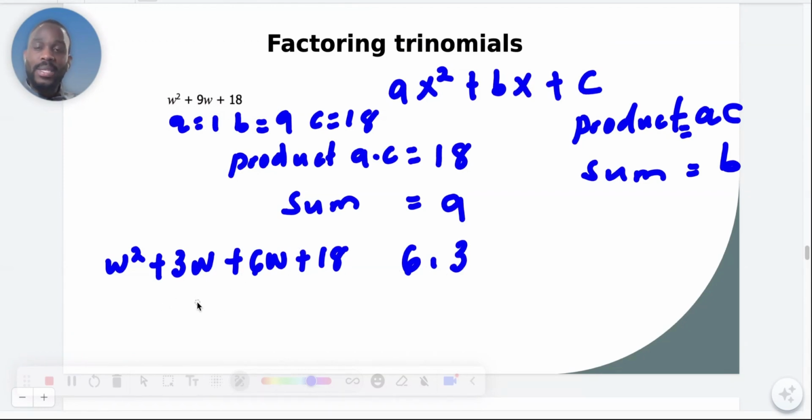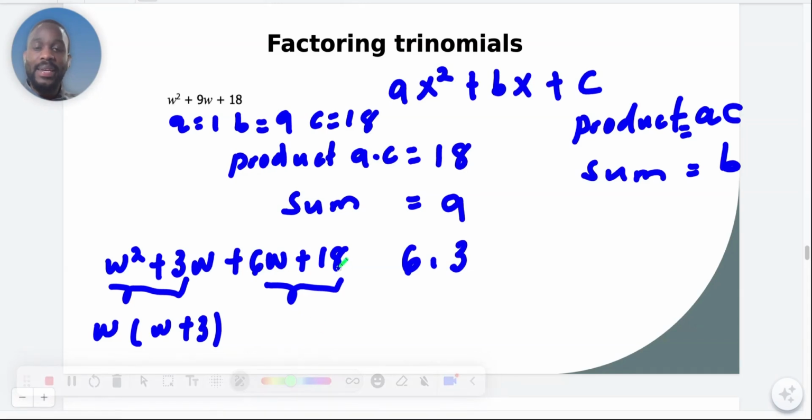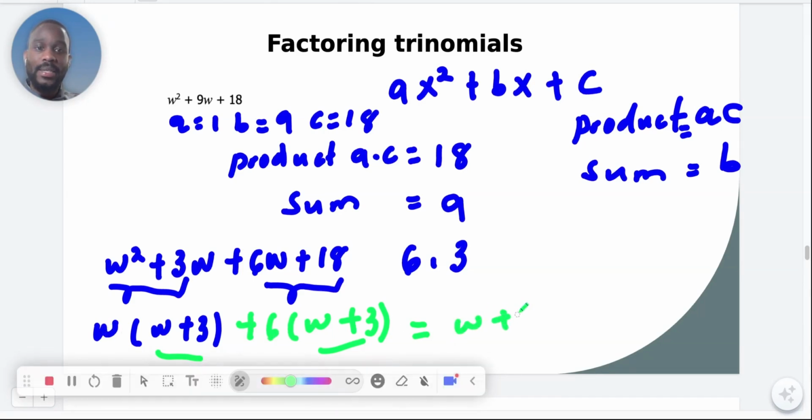At this point, if you watched the previous video on factoring a polynomial with 4 terms, we're going to use the same concept. You factor the first 2 terms alone, and the last 2 terms alone. Looking at the first 2 terms, what is common? W. So if you factor out w, you'll be left with w plus 3. Looking at the last 2 terms, 6 and 18, the greatest common factor is 6. So if you factor out 6, you'll be left with w plus 3. Remember, what you have in the bracket has to be the same, w plus 3, w plus 3. So we're on the right track. You combine what is outside the bracket, so w plus 6 times w plus 3. That is what you'll end up with.